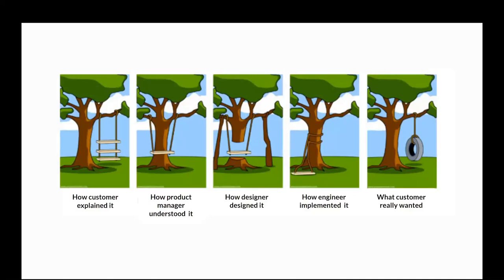So if you look at the first picture, that is how the customer actually explained what they want, then how the product manager understood it, then based on the product manager, how the designer designed it, how the engineer actually implemented it, and what the customer really wanted. And there's a huge difference if you see what the customer actually explained and what the customer really wanted. We are going to cover in this webinar what the customer really wants and how we can decipher it.